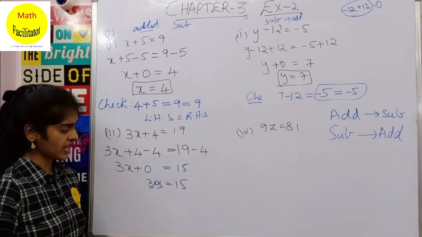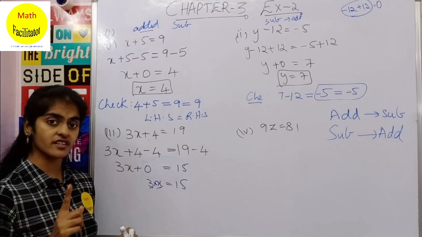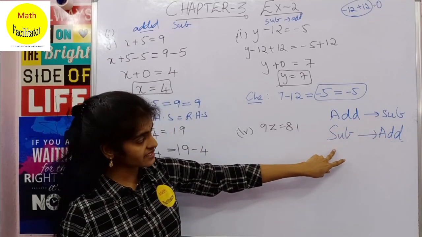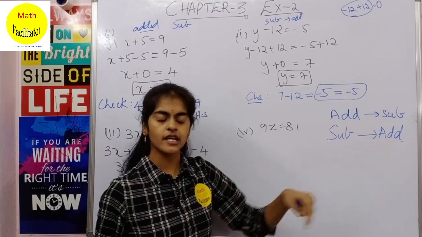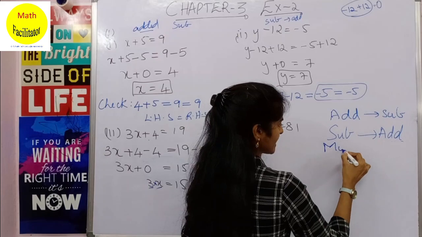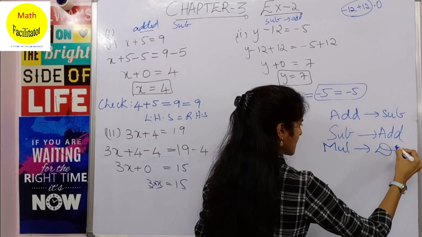How will you do that? Now this is multiplication, it is not addition or subtraction. If you have addition, you do subtraction. If you have something subtracted, you add it. Now what about multiplication? If you have something in multiplication, you will divide by the same number.